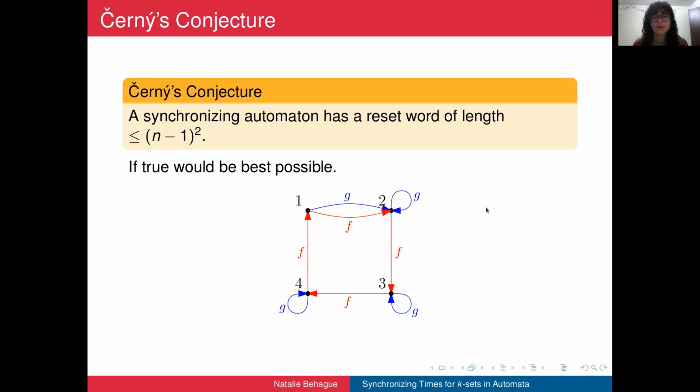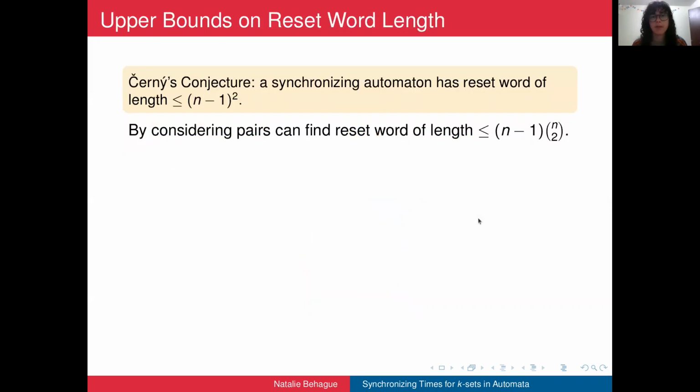Okay, so very big open conjecture. Some progress has been made towards the conjecture. I'll tell you first of all about some trivial upper bounds that we can find on the reset word length.